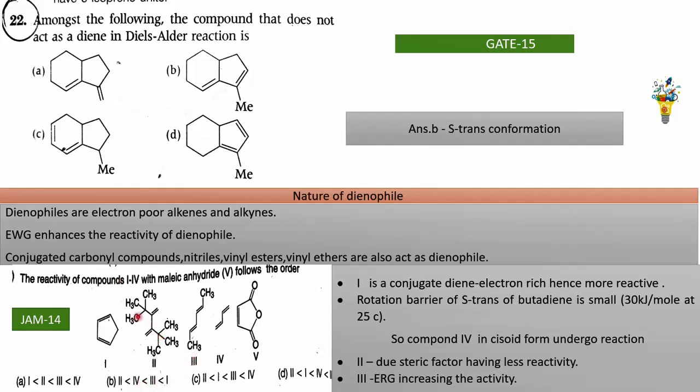And what about the tertiary butyl group? Here the tertiary butyl groups are attached, so it is a more electron-releasing group compared to the third. But because of the steric factor, it is less reactive. So it is a low reactivity case in 2, and it is a high reactivity in 1. Okay, and compare fourth and third. So third is more reactive due to the presence of an electron-releasing group. So your order is 2, 4, 3, 1. So what is your answer? The answer is B.